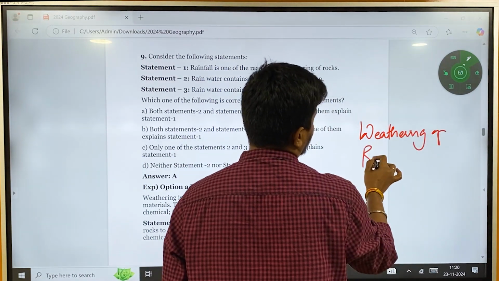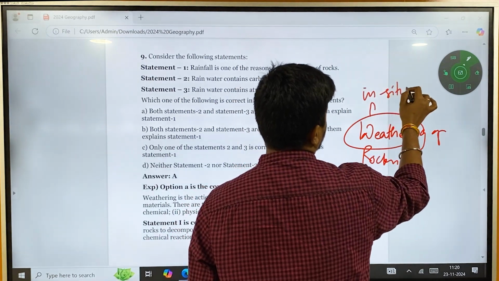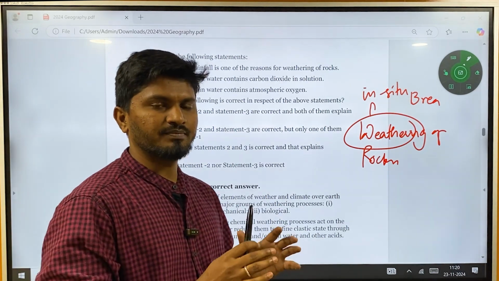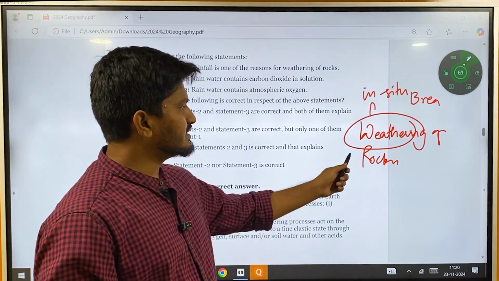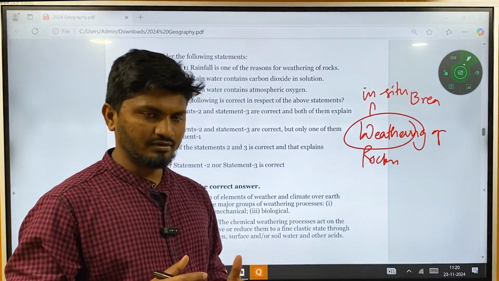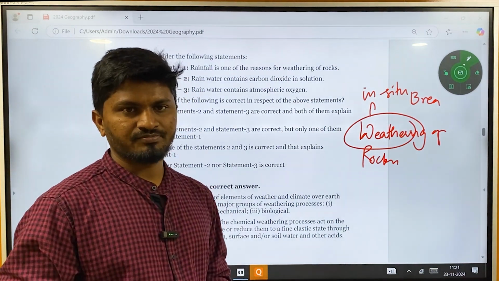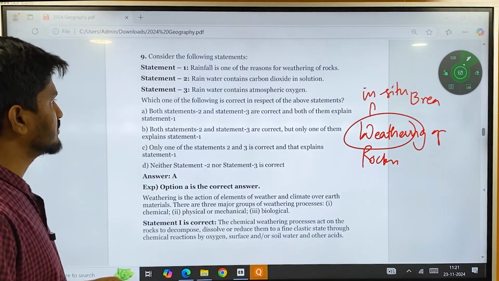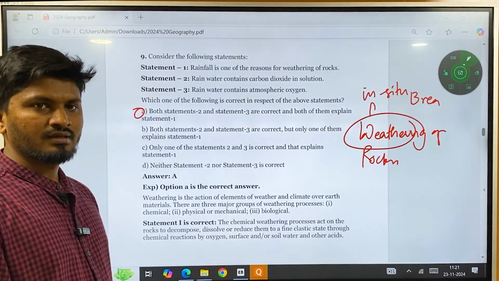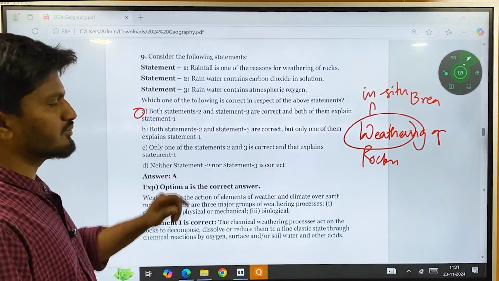What is weathering? Weathering is nothing but in situ breakdown. In situ breakdown in the sense the rock is not moving anywhere. It is going to break down in the place where it is present itself. The agents of weathering are many things like air, water, rainfall, etc. So here they are talking about rainwater. So the correct answer here is A, because rainwater contains carbon dioxide in its solution, and rainwater also contains atmospheric oxygen. So this helps in the weathering process.